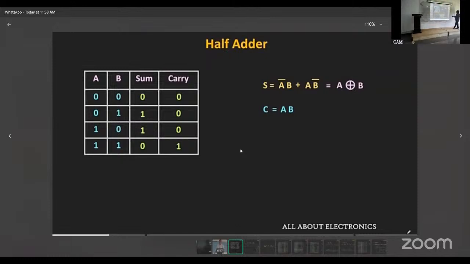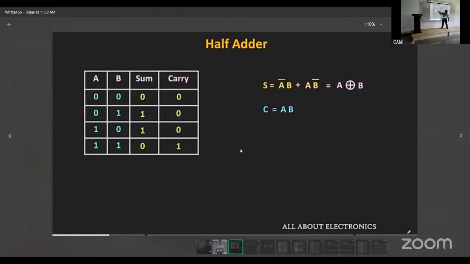So see here, A plus B. A is an input, B is an input. 0 plus 0, sum is 0, carry is 0. 0 plus 1, sum is 1, carry is 0. 1 plus 0, sum is 1, carry is 0. Here, 1 plus 1, sum is 0, carry is 1. That is explained here.